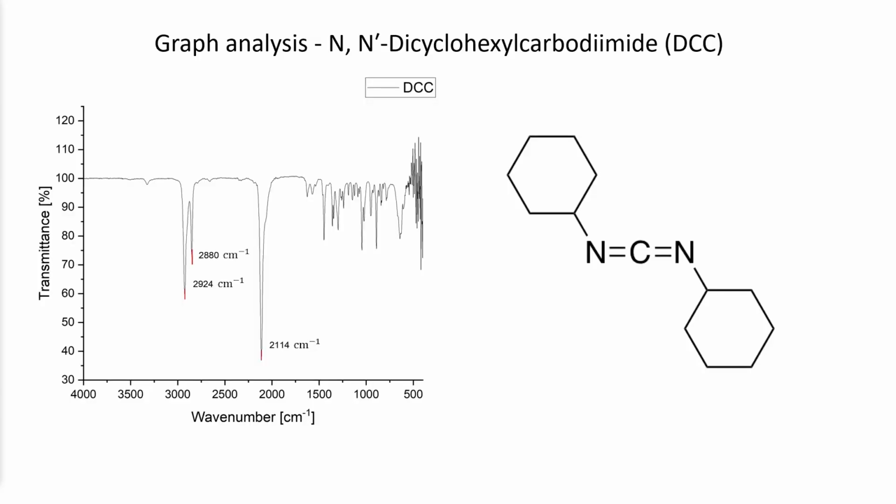Let's now take a look at the obtained spectra. We can spot the peaks around 2900. These are the CH stretches. And around 2100, we see the characteristic cyanamide peak. This is how we can identify this compound.